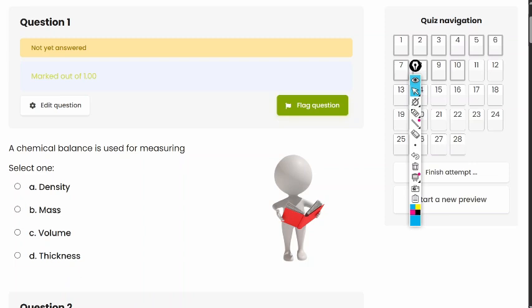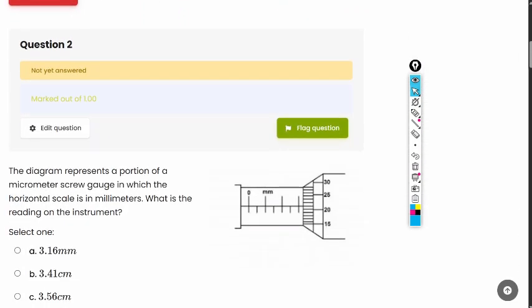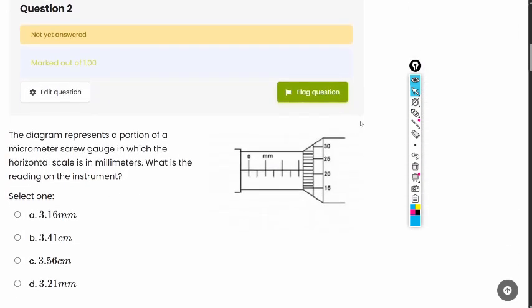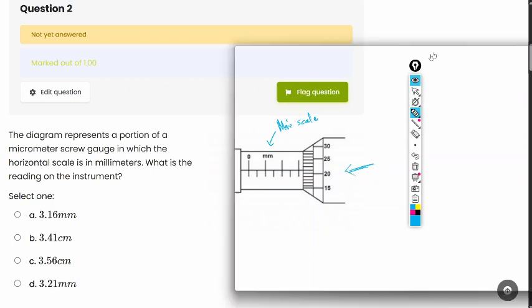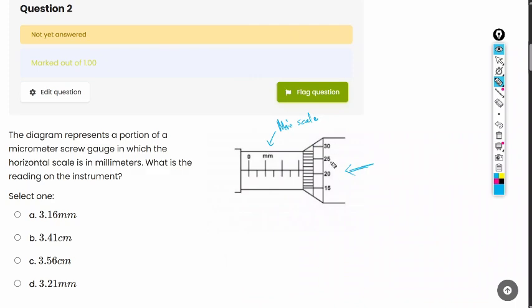Number two says the diagram represents a portion of a micrometer screw gauge in which the horizontal scale is in millimeters. What's the reading on the instrument? Okay, so this is 0. This is the sleeve. This is the main scale, also called the vernier scale, and then this one is the circular scale. This is the extra level of accuracy that we get.